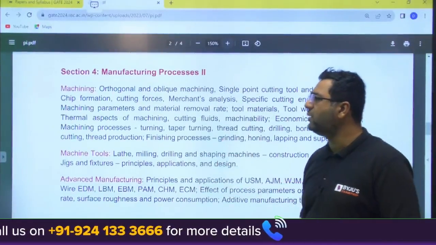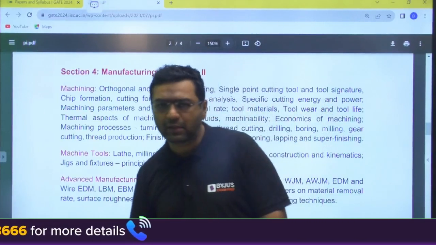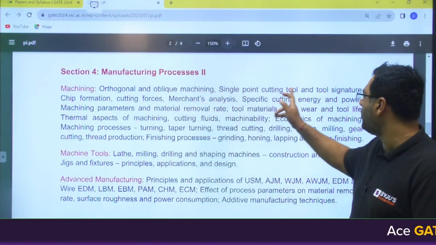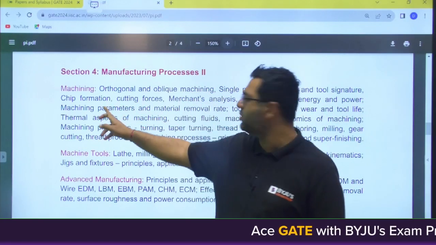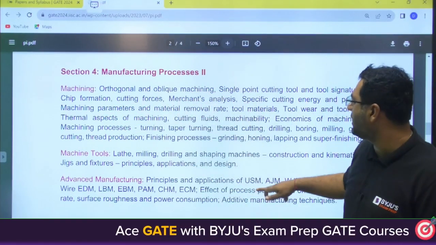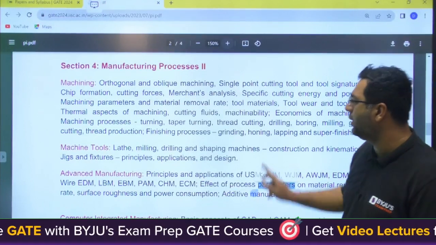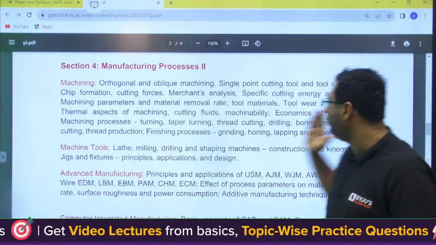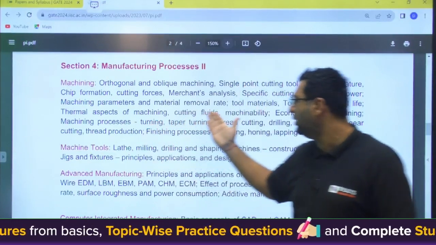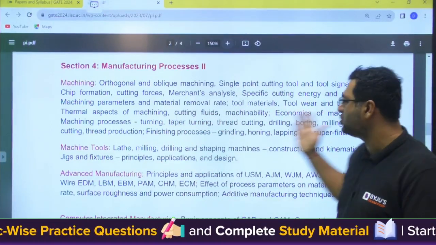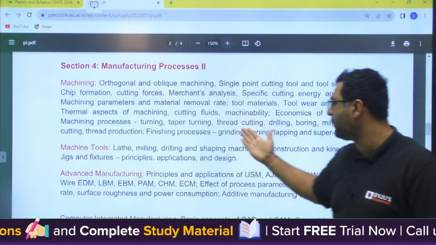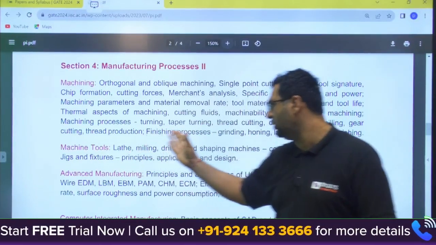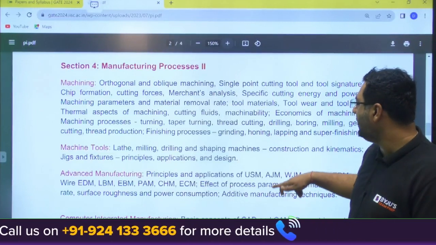Then my dear, manufacturing process 2, we are entering into the metal cutting part: machining, orthogonal and oblique machining as in mechanical, single point cutting tool, tool signature, chip formation, cutting forces, Merchant analysis, specific cutting energy and power, machining parameters, material removal rate, tool material, tool wear and tool life, thermal aspect of machining, cutting fluid, machinability, economics of machining, machining processes like turning, taper turning, thread cutting, drilling, boring, milling, gear cutting and thread production, finishing processes, grinding, honing, lapping and super finishing.